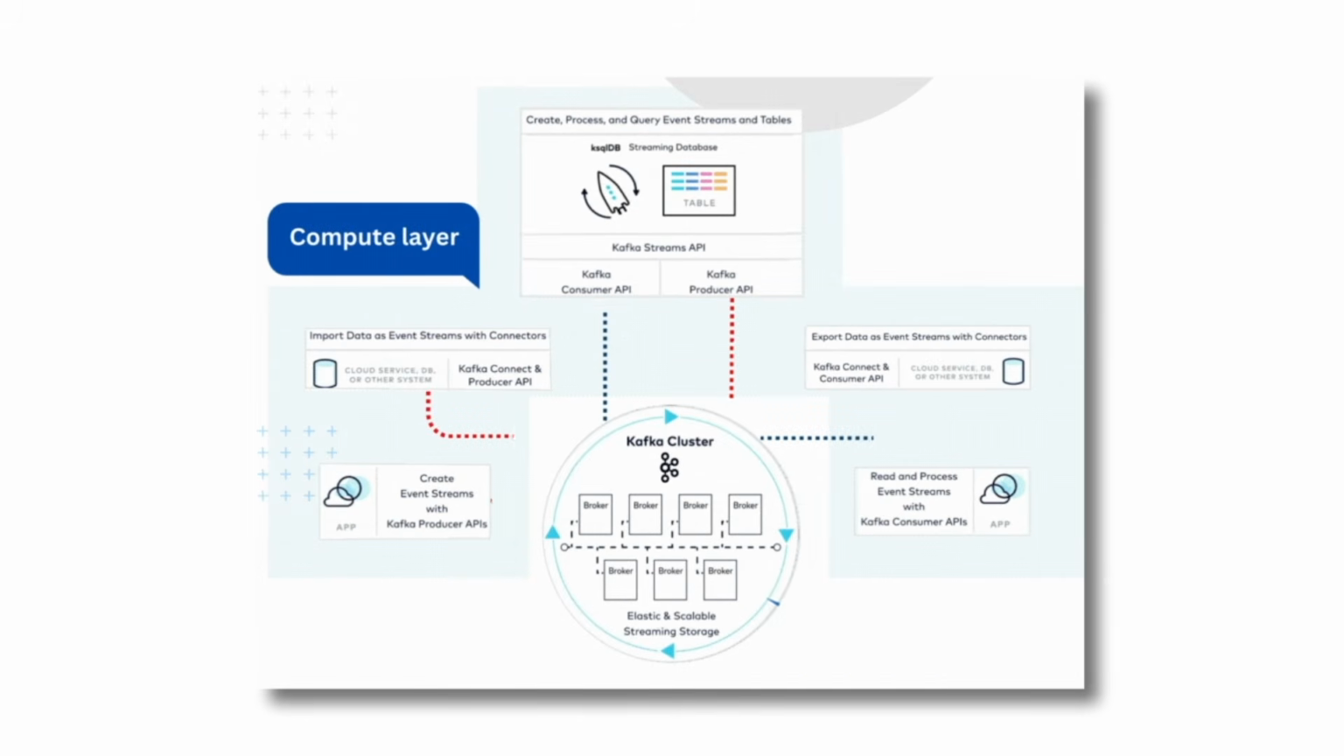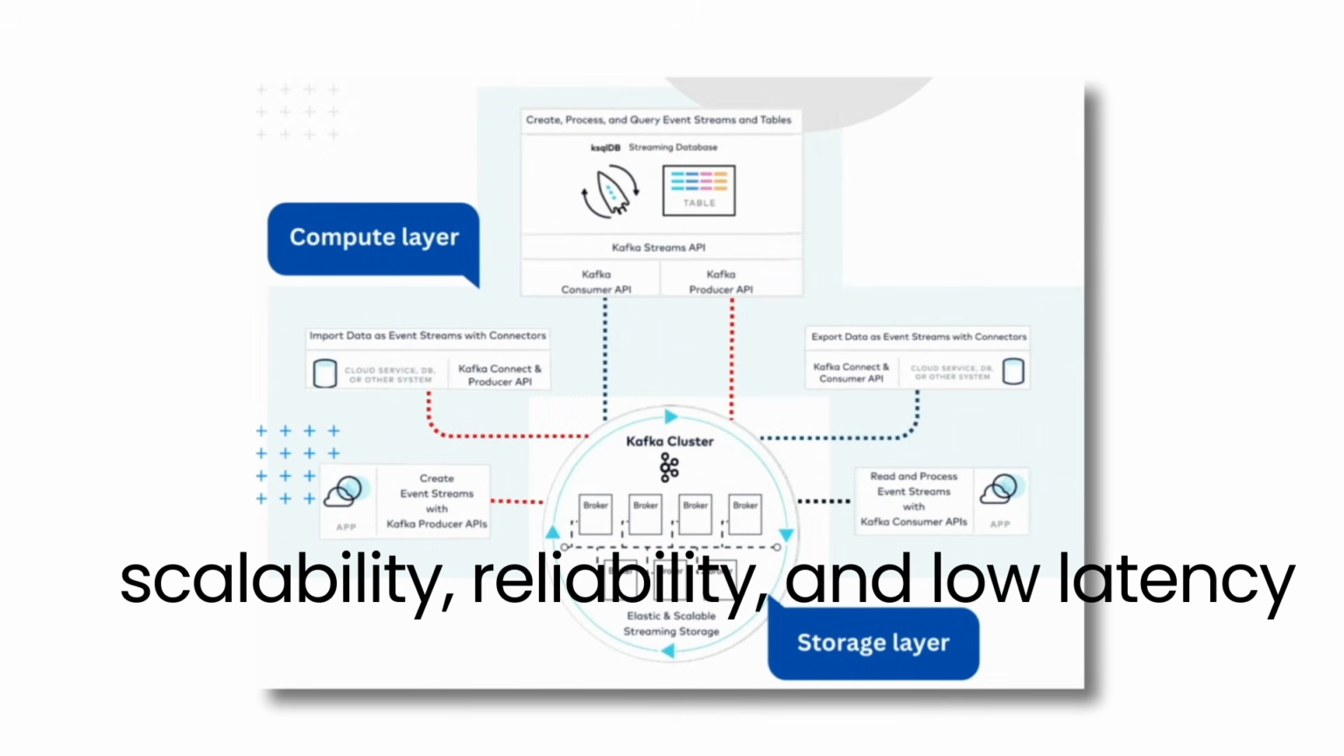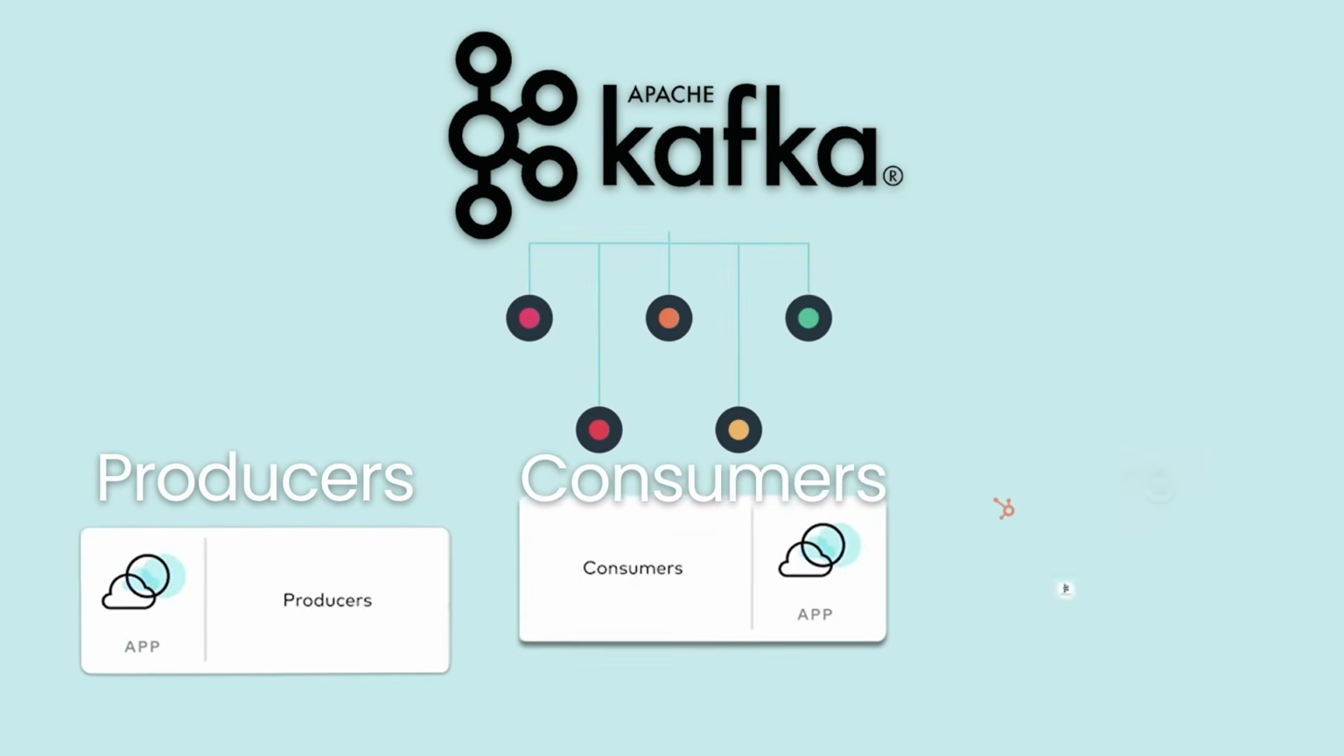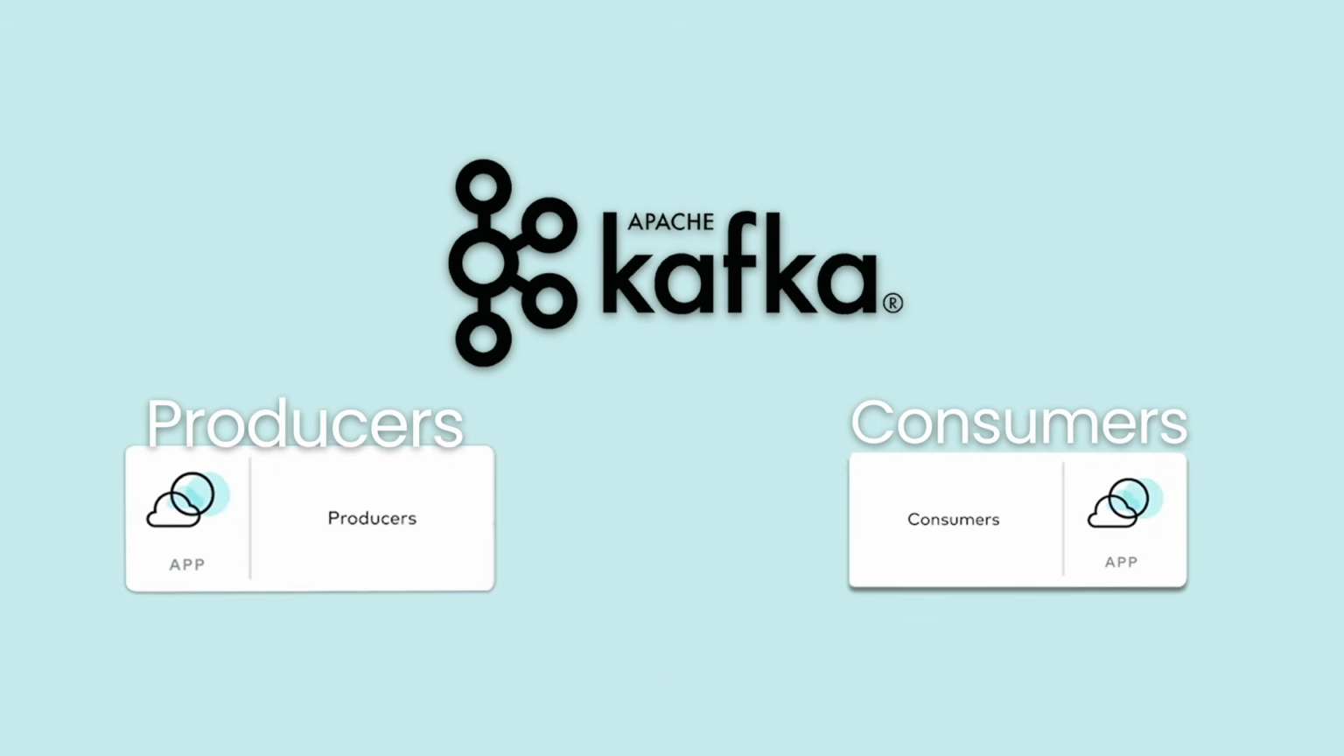Apache Kafka can handle high-throughput real-time data streams with scalability, reliability and low latency. High throughput means processing a large volume of data quickly, and Kafka can do that. Apache Kafka's architecture has three main components: producer, consumer and broker. Let's start by understanding the producer and the consumer.